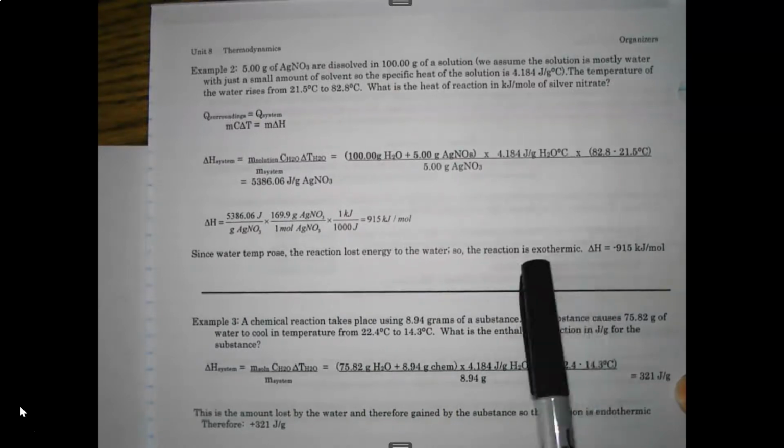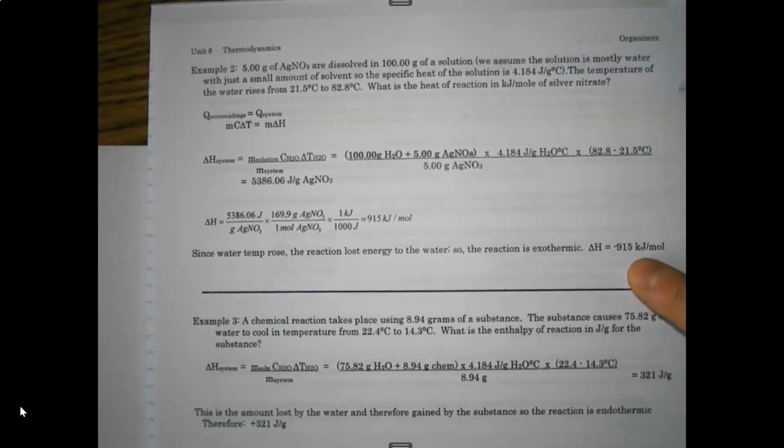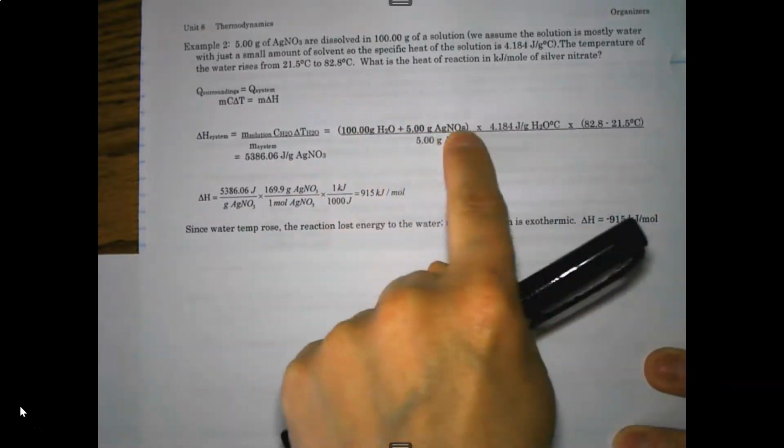It's going to wind up being exothermic because the system gave off energy. So the sign that I need to give my delta H is actually a negative. Okay, so this one example, like I said, is going to be the one that may catch you the easiest, because you've got to remember that the mass is the mass of the solution, not just the mass of the water. Okay, and again, the other note that you want to take note of is look and see what happens to the temperature of the water.